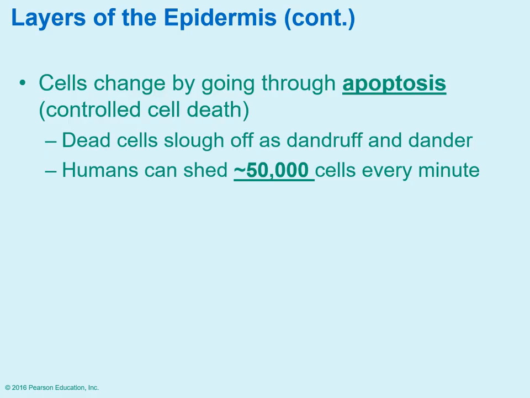If you've ever seen anyone with, say, dandruff and dander, that's dead cells that are being sloughed off. Humans shed about 50,000 cells per minute. I'm sure that's not a number that some of you wanted to think about or hear about, but that's just normal.